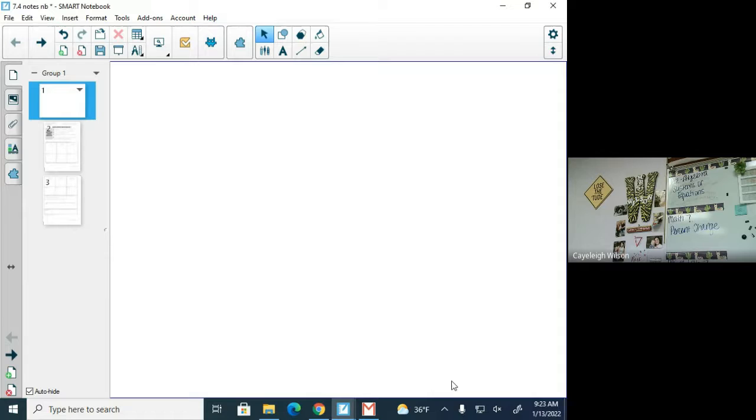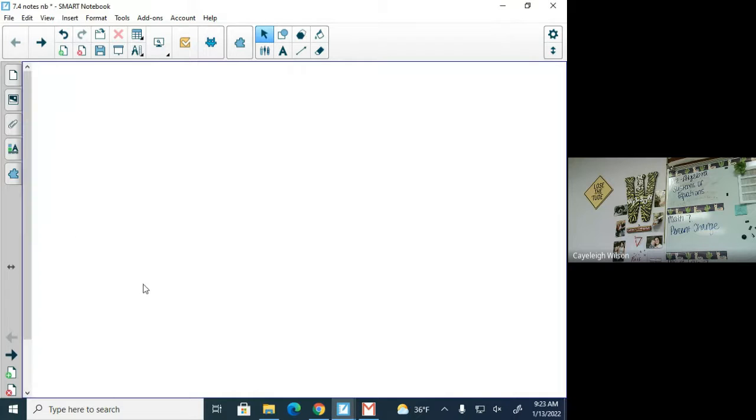Equation, and that could be a multi-step equation. So a little refresh real quick on solving an equation. You don't have to write this down, I just want you to pay attention.